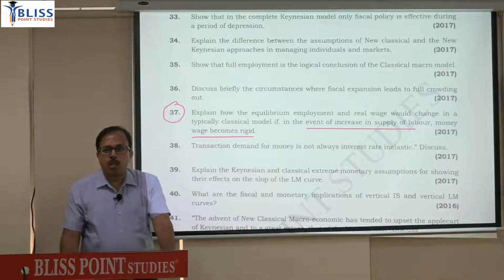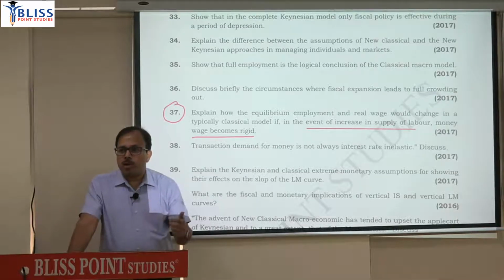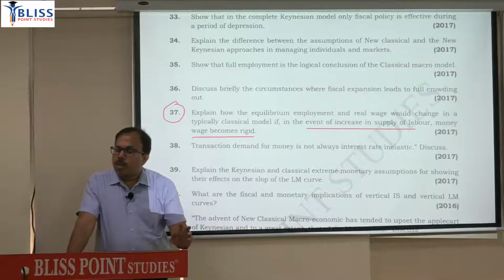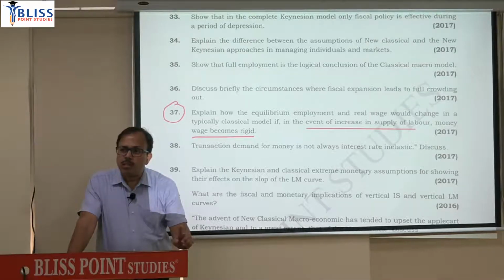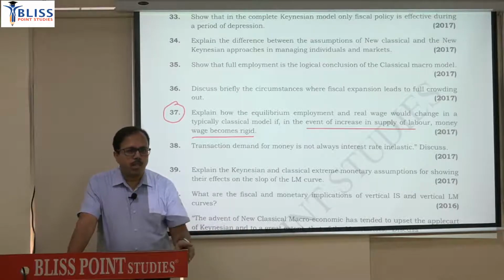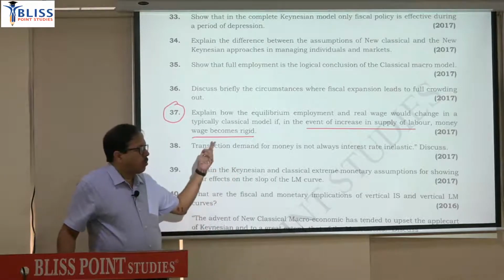In the classical model, we find that there is no unemployment. It is always full employment. But it was full employment only when wages were flexible. But if wage becomes rigid, then there will be unemployment in the classical model also. तो आपने assumption change कर दिया है. Assumption change करेंगे तो उसके accordingly answer करना होगा.